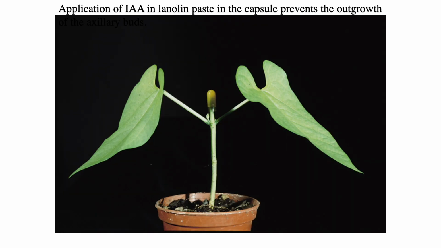I did this cool experiment in my very first plant physiology class as a student. One can apply IAA in a lanolin paste in a capsule and place it on the stem where the apical meristem has been removed. The auxin in the capsule mimics the auxin in the apical meristem and prevents the outgrowth of the axillary buds. I thought this was a really cool experiment, and one of the reasons I started to get interested in plant physiology.